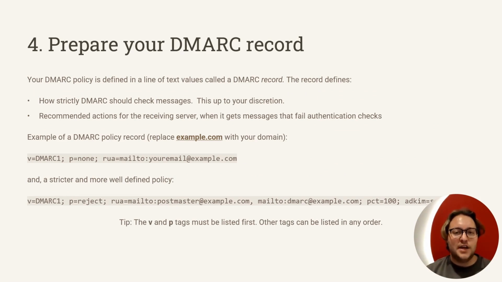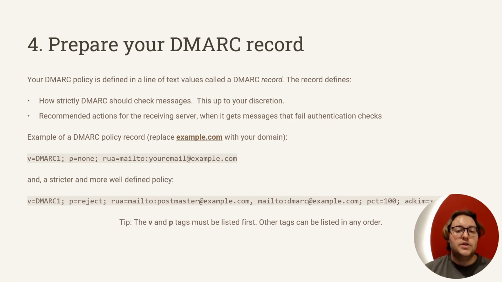DMARC is a policy that defines how email messages should be authenticated and what actions should be taken when messages fail authentication checks. The DMARC record is a line of text values that specifies the DMARC policy for a domain. The DMARC record can define how strictly DMARC should check messages, and this is really up to your discretion, and recommended actions for the receiving server when it gets messages that fail authentication checks.